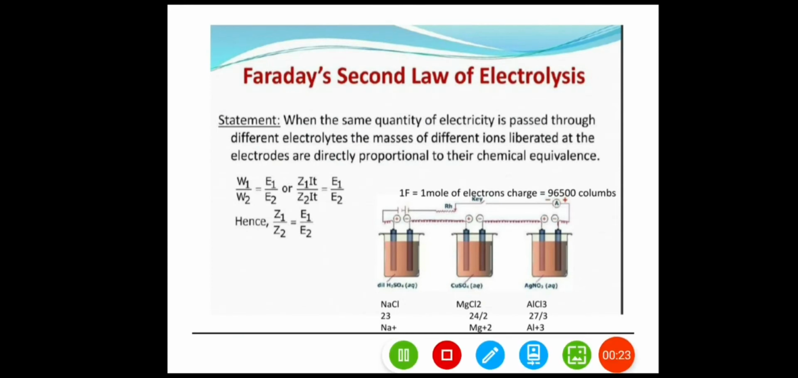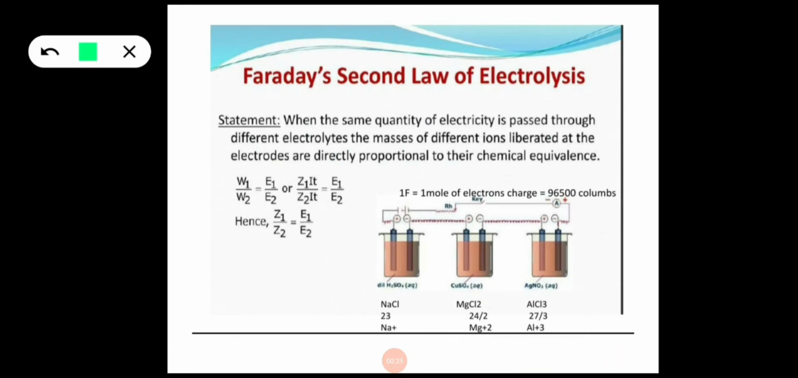Before this, let me remind you of Faraday's second law of electrolysis. Let us consider three electrolytic solutions. Sodium chloride solution, magnesium chloride solution and aluminum chloride solution are taken in three different electrolytic cells, and these cells are connected in series. You see here, this is connected to the positive terminal of a battery, and this is the negative terminal. This negative terminal is connected to positive, and again negative is connected to positive.